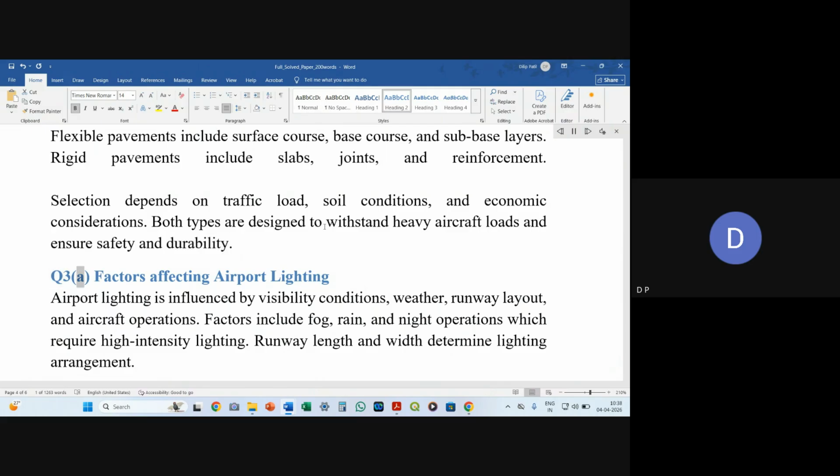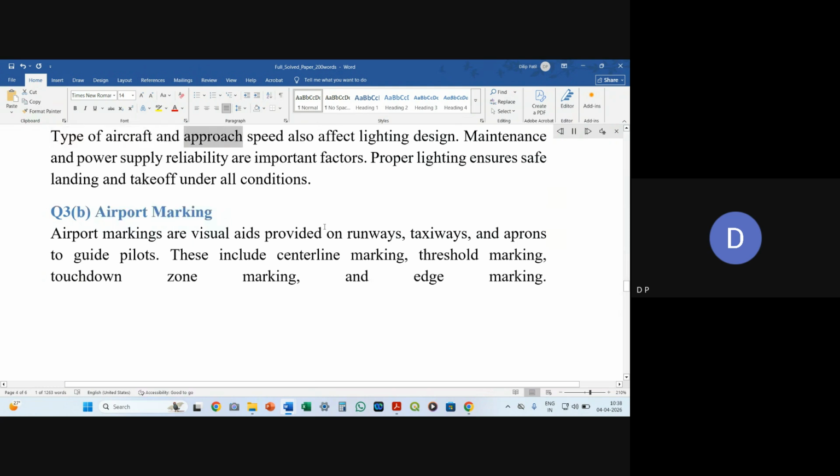Q3. A. Factors affecting airport lighting. Airport lighting is influenced by visibility conditions, weather, runway layout, and aircraft operations. Factors include fog, rain, and night operations which require high-intensity lighting. Runway length and width determine lighting arrangement. Type of aircraft and approach speed also affect lighting design. Maintenance and power supply reliability are important factors. Proper lighting ensures safe landing and takeoff under all conditions.